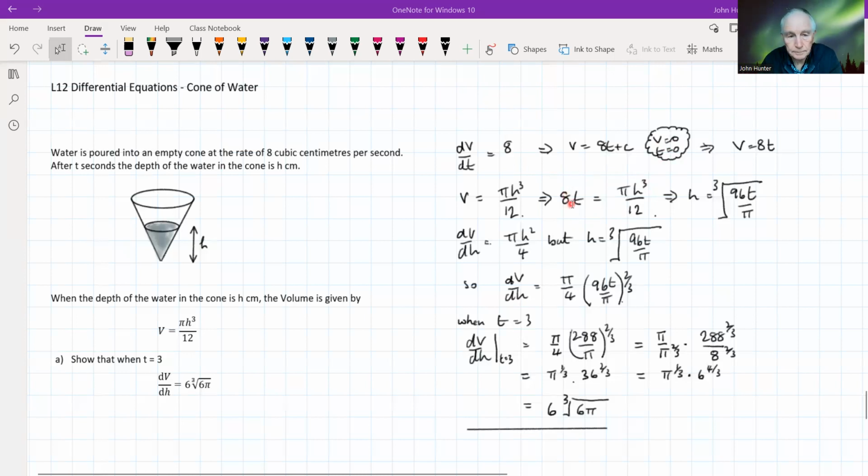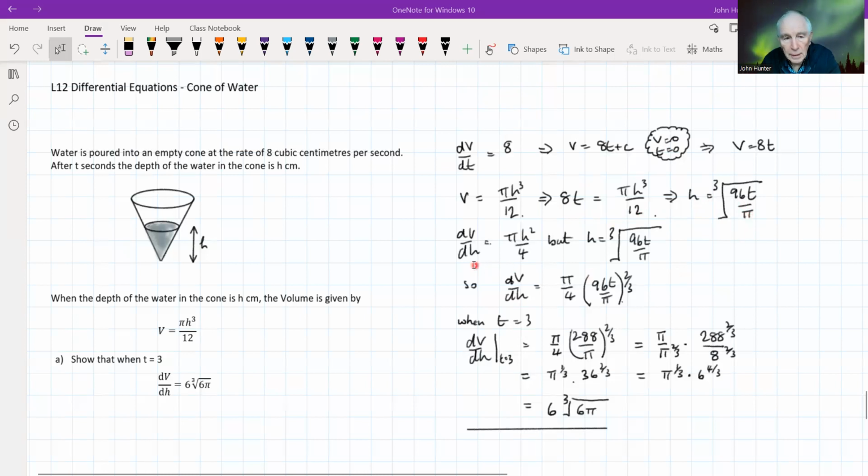Now, really what we want to do is we want it the other way around. We want it explicit in h, because once we've differentiated dV/dh, that's going to be in terms of h. So then we need to be able to substitute for h in it. So anyway, if we just turn this equation round, we get h equals the cube root of 96t over pi.